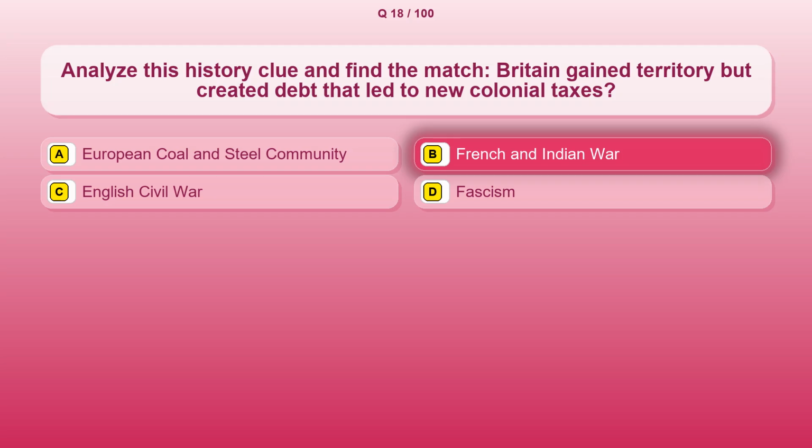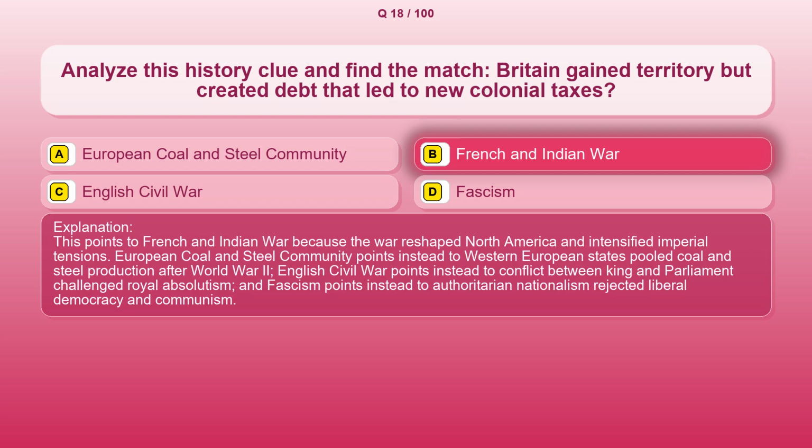The correct answer is option B, French and Indian War. This points to French and Indian War because the war reshaped North America and intensified imperial tensions. European Coal and Steel Community points instead to Western European states pooling coal and steel production after World War II. English Civil War points instead to conflict between king and parliament that challenged royal absolutism. And Fascism points instead to authoritarian nationalism that rejected liberal democracy and communism.